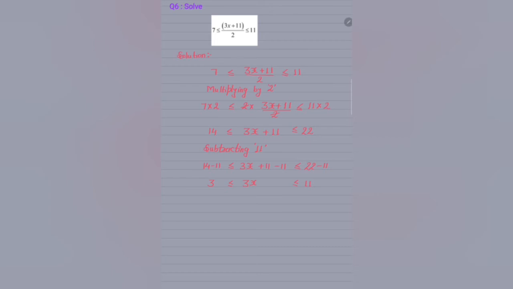Now the middle term is 3x and we need only x. So divide each term by 3. Dividing by 3, the first term is 3 divided by 3, less than or equal to 3x divided by 3, less than or equal to 11 divided by 3. So 3 upon 3 is 1, less than or equal to x, less than or equal to 11 over 3. So x lies between 1 and 11 upon 3, where 1 and 11 upon 3 are both included values.